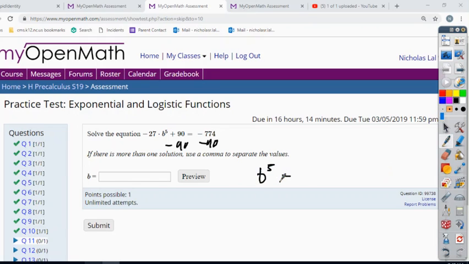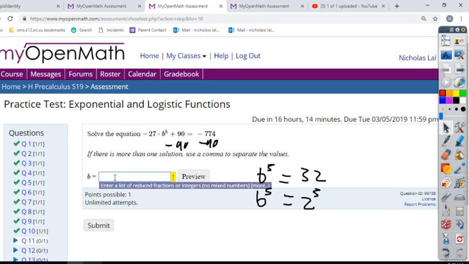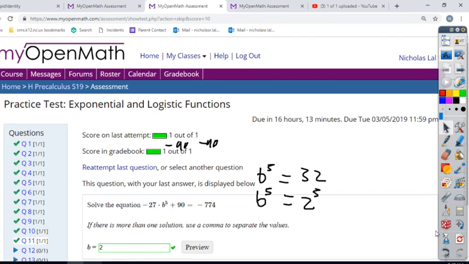So now you have b to the 5th is equal to 32. I can rewrite 32 as 2 to the 5th. That's 2 times 2 is 4, times 2 is 8, times 2 is 16, times 2 is 32. So b to the 5th is equal to 2 to the 5th. And if b to the 5th is equal to 2 to the 5th, then b is equal to 2. Hopefully you can kind of see that logic. You take the 5th root of each side, and b is equal to 2. Alright, clear annotations, move on.